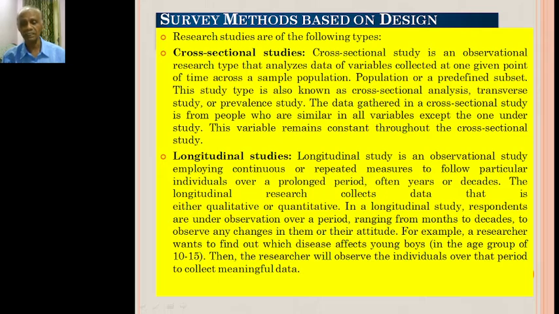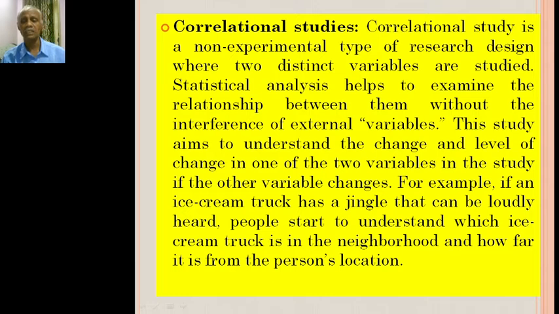For example, a researcher wants to find out which disease affects young boys in the age group of 10 to 15. Then the researcher will observe the individuals over a long period of time to collect meaningful data. The next one is correlational studies.